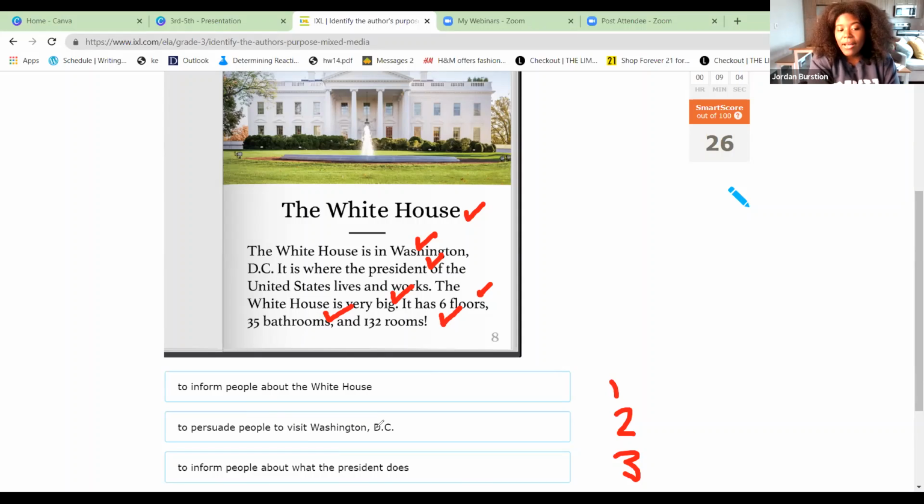And then the third option, to inform people about what the president does. Well, this article tells us where the president lives, but it doesn't really tell us about his job, the good parts, the hard parts about his job. It mainly focuses on where the president lives, which happens to be the White House.